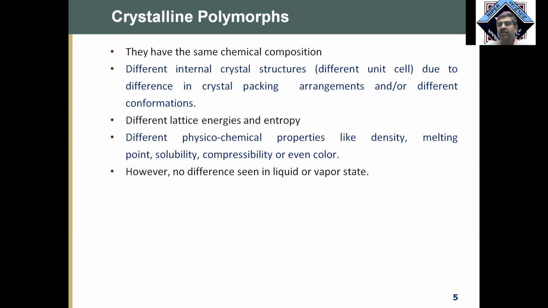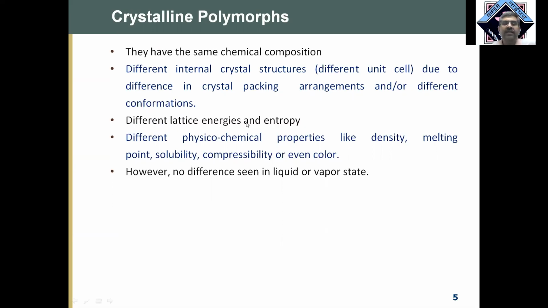Some important aspects related to the polymorphs are given in this slide. Polymorphs have the same chemical composition. Say if there are two polymorphs of paracetamol, the molecular structure of the molecules in both the polymorphs is going to be exactly the same. Different internal crystal structures, that is different unit cell, due to difference in crystal packing arrangements and/or different conformations.